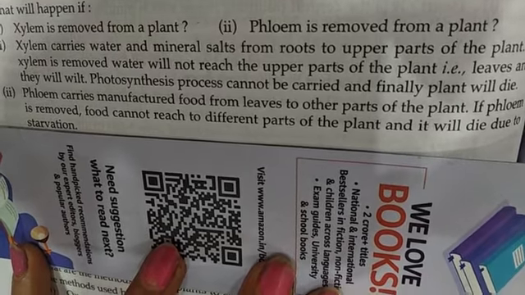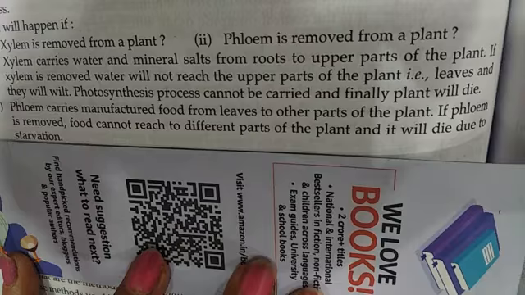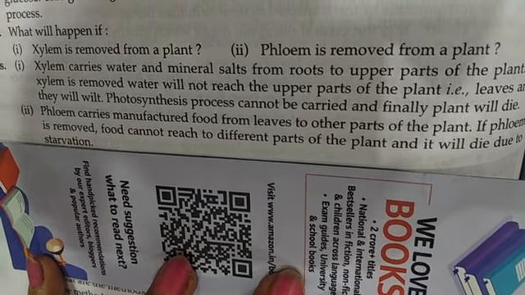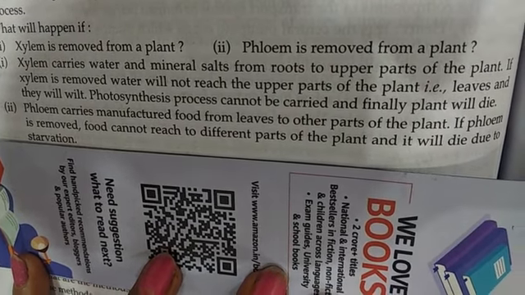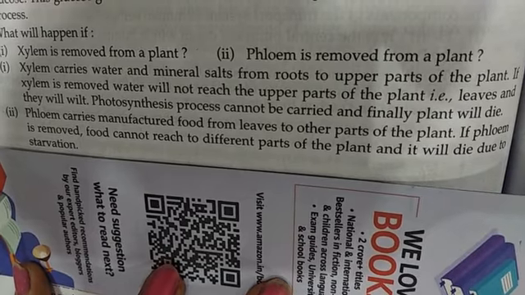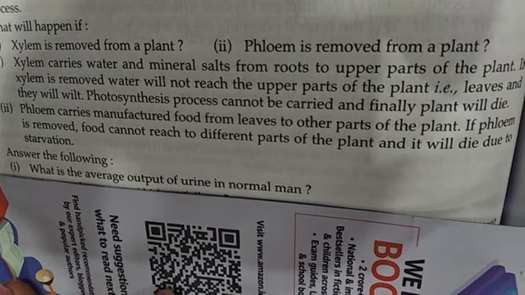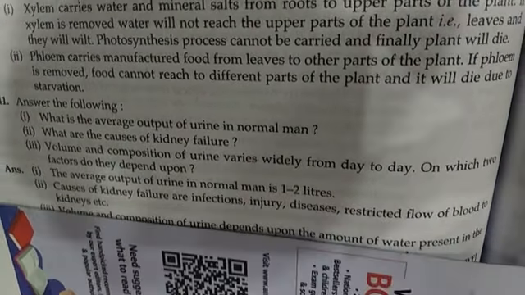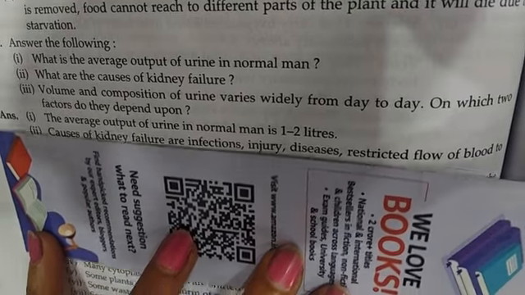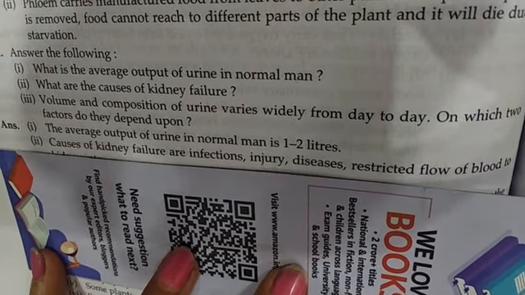And phloem carries manufactured food from the leaves to other parts of the plant. So if phloem is removed, food cannot reach different parts of the plant and it will die due to starvation. Now answer the following. What is the average output of urine in a normal man? That is about 1 to 2 liters.